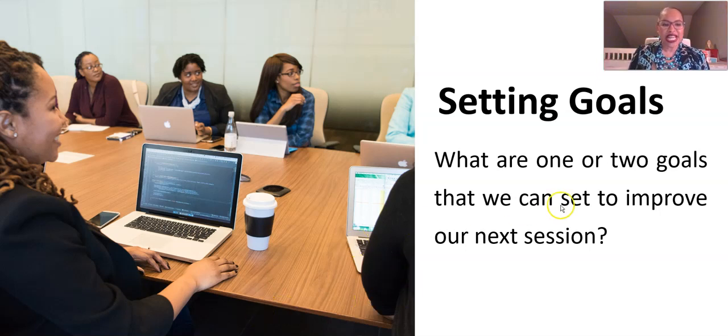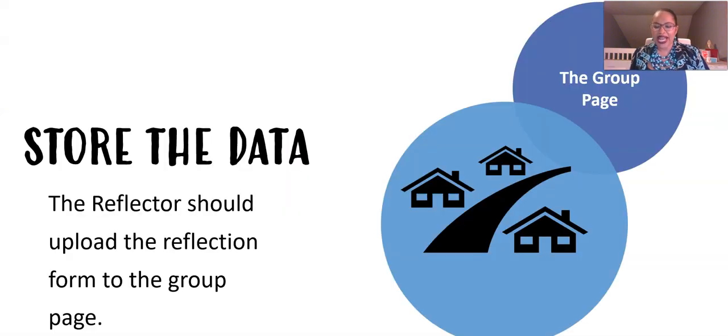So for setting goals, it says, what are 1 or 2 goals that we can set to improve our next session? When they're talking about ways that they can improve, they kind of automatically state what they want to focus on or how they want to get better, but you can add this third question if you would like for them to be more explicit about one or two things that they want to focus on.